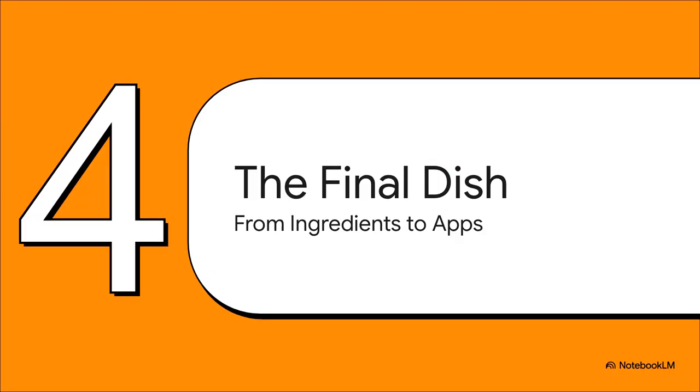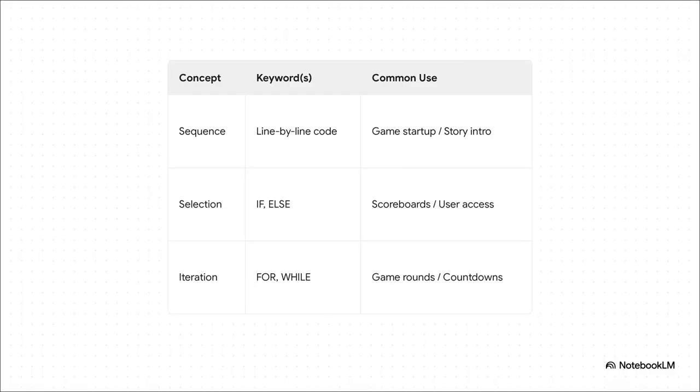So there we have it. We've got our ingredients: sequence for order, selection for choices, and iteration for doing things on repeat. Now let's put it all together and see the final dish. And there it is, the full recipe. You've got sequence, the line-by-line instructions for starting a game. You've got selection, using if and else for things like scoreboards and letting users in. And you've got iteration, using loops for game rounds or countdowns.